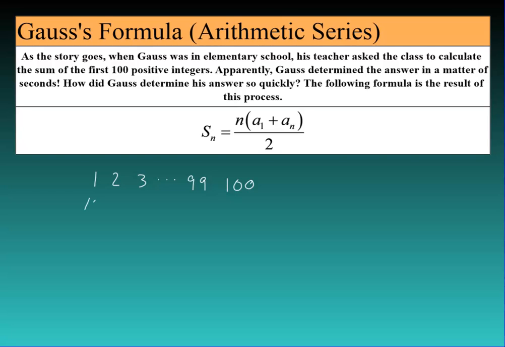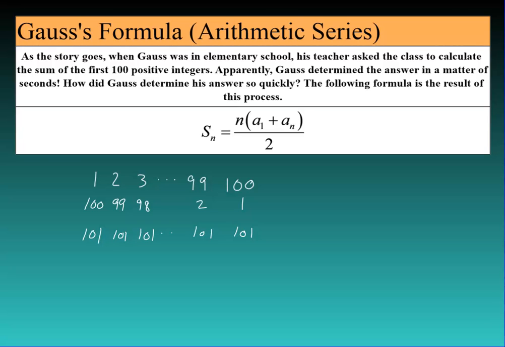Then he also listed the numbers backwards, and he added them up real quick. So that's 101, that's 101, that's 101, that's 101, that's 101. He noticed that all the numbers added up to the same number when you listed them forward and then backwards and add them up.